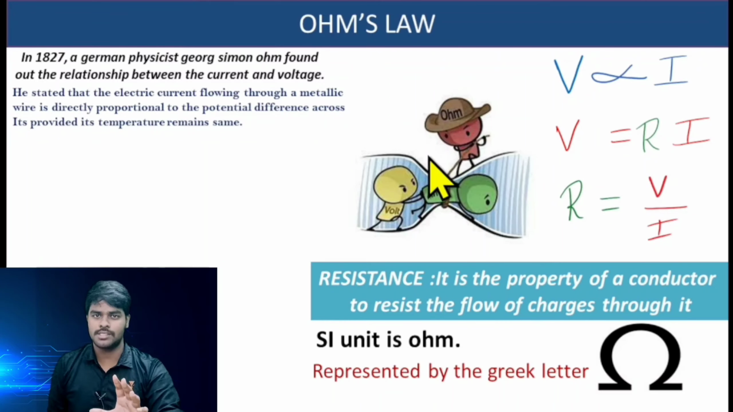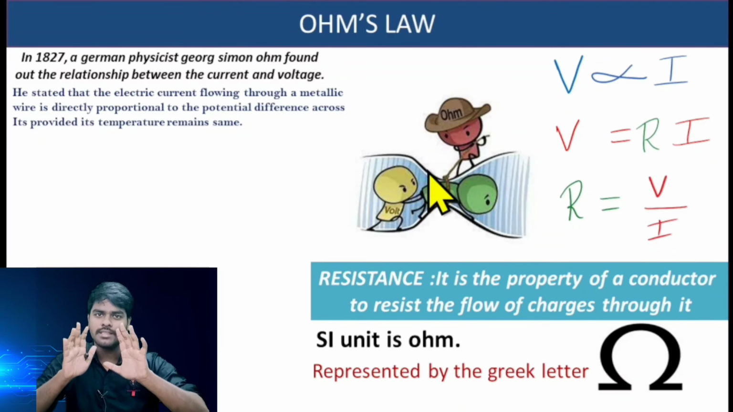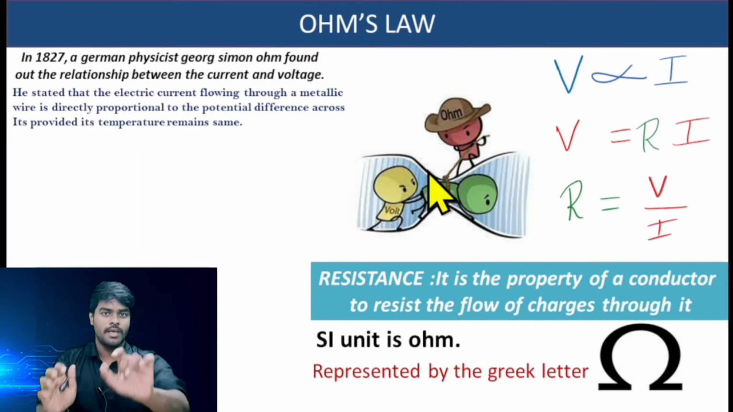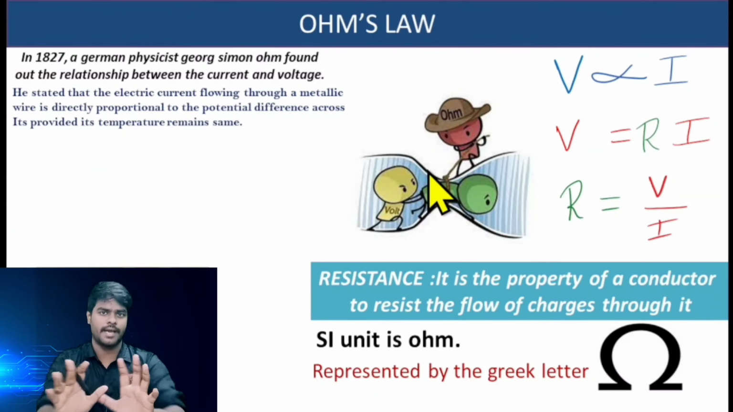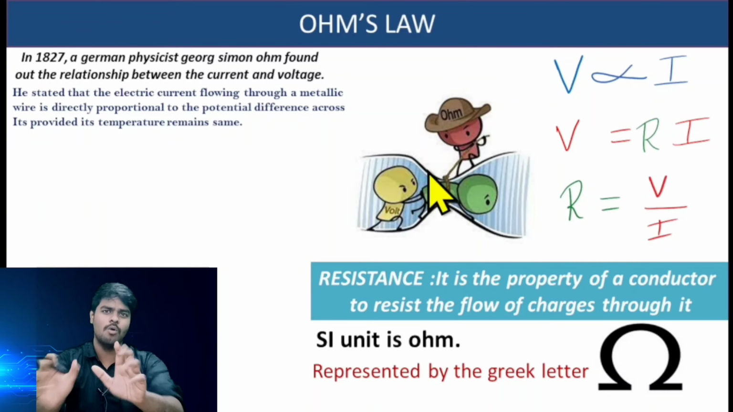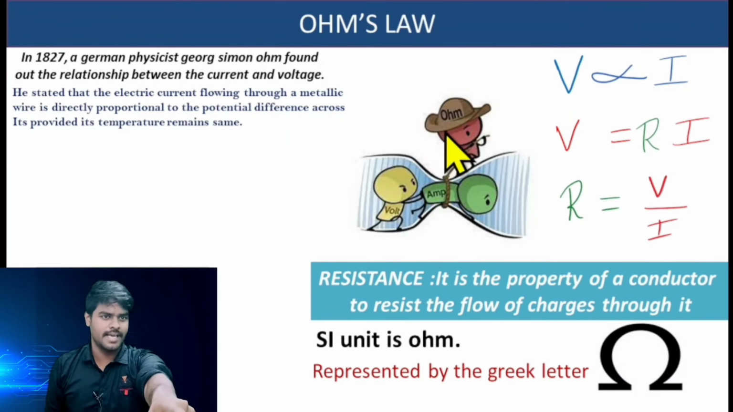Now see this. Current is flowing in the conductor. Here voltage is pushing the current. Voltage is pushing the current. Go, go. Voltage is pushing the current. Now see this guy. See this guy actually. Ohm, resistance.